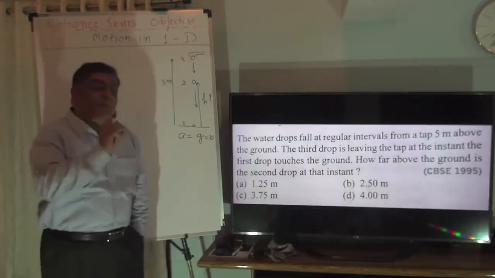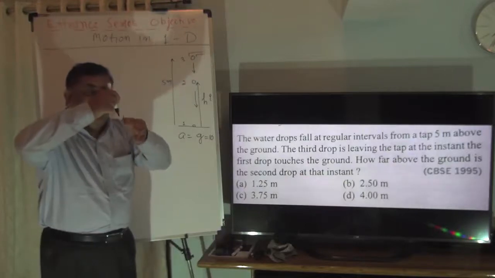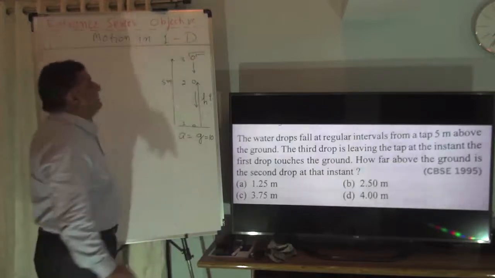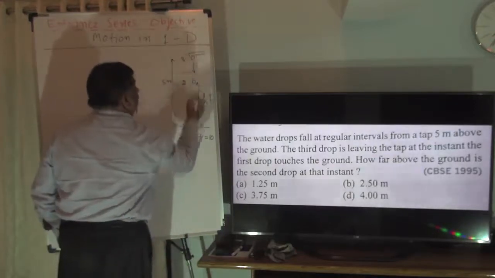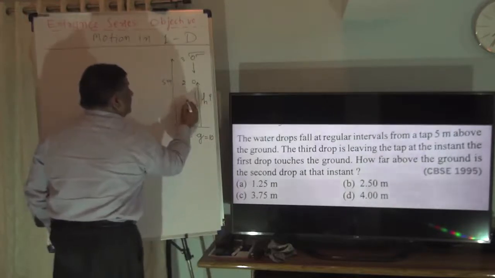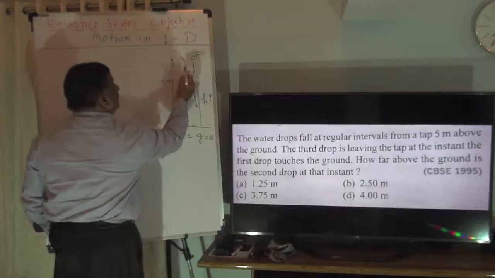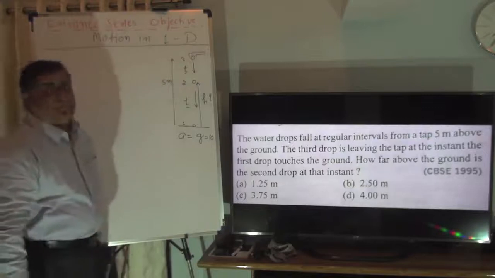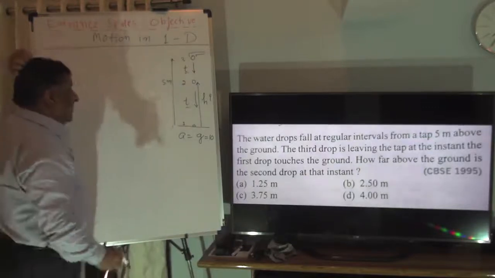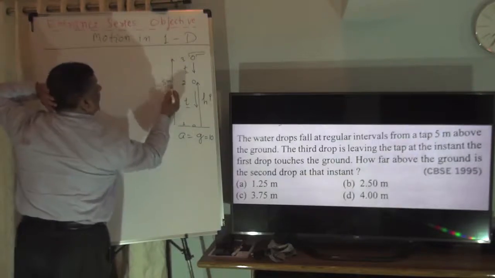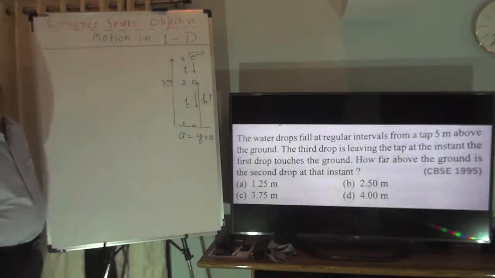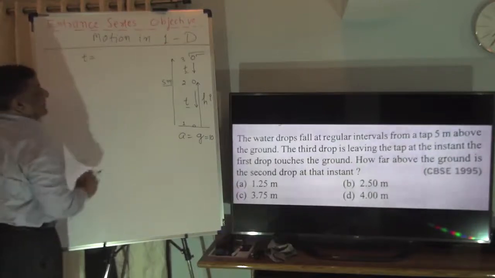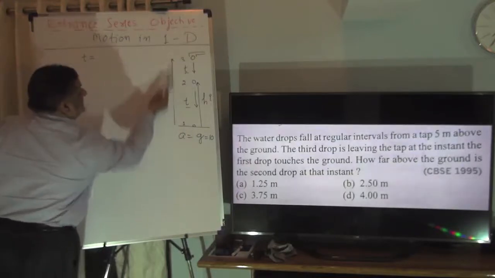Every drop leaves the tap at equal time intervals: 1 second, 1 second, 1 second. So we can assume that if from this to this the time is t, then from this to this the time is t, and from this to this the time is 2t. If this time is 2t, acceleration is 10, height is 5, then we can calculate t. S is given to us.